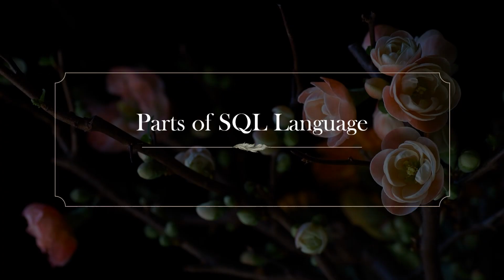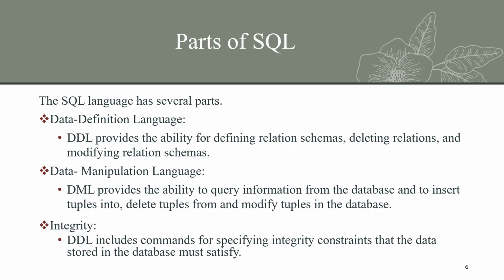Next one, parts of the SQL language. The SQL language has several parts: DDL and DML. What is DDL? DDL means data definition language. It can be used to define relation schemas, delete relations, and modify relations. That means tables are created, deleted, and modified using the DDL language.